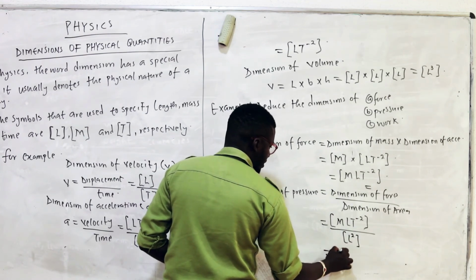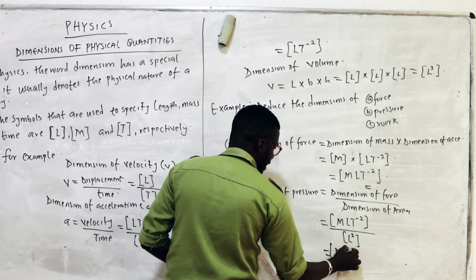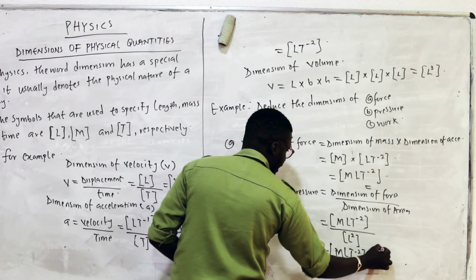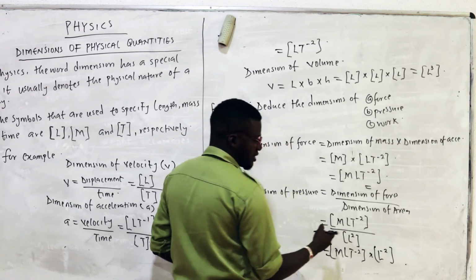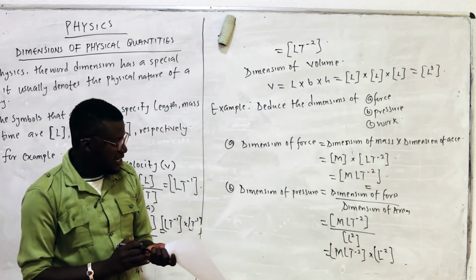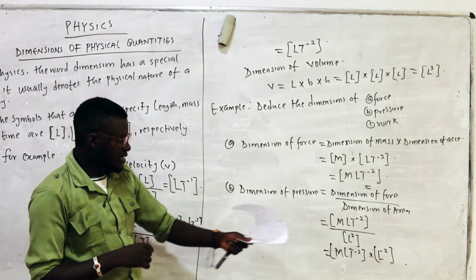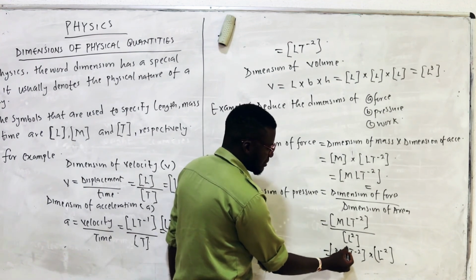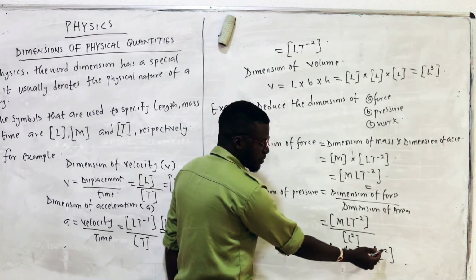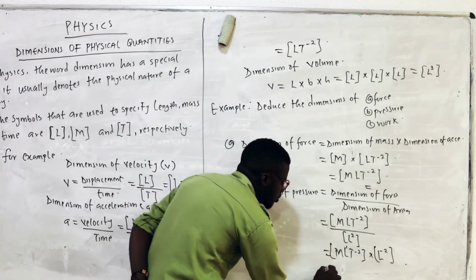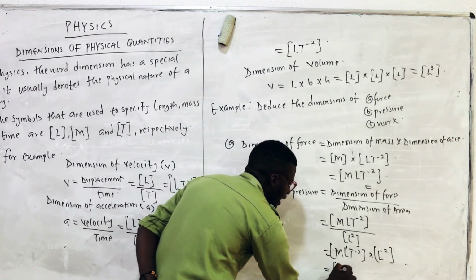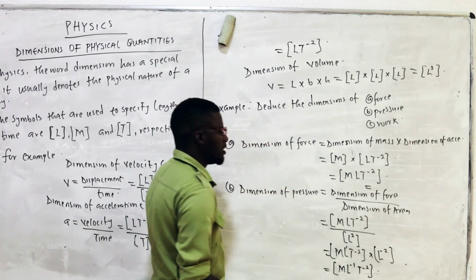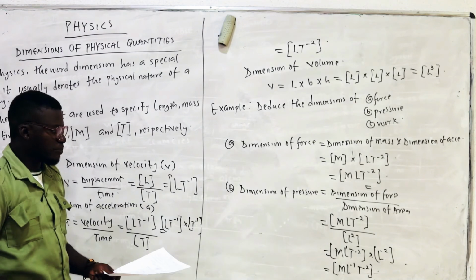So I'm going to have it to be MLT minus 2 multiplied by L minus 2, because it's inverse. So 1 over L raised to the power 2 is the same thing as L raised to the power of minus 2. According to the law of indices, L raised to the power of 1 plus minus 2 is the same thing as 1 minus 2. So I'm going to have it to be equal to ML minus 1 T minus 2. So this is the dimension of pressure.